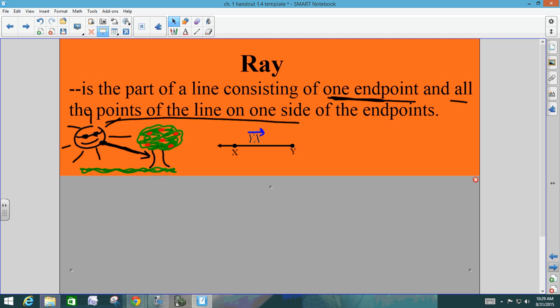So if you got a line, it has two arrows. A ray gets one arrow and a segment gets none. You have to make sure you know the difference between them.